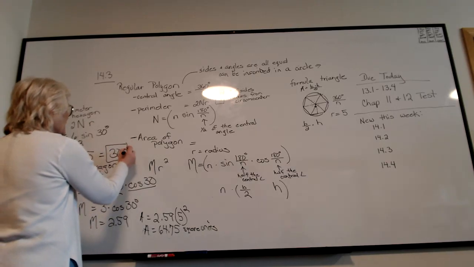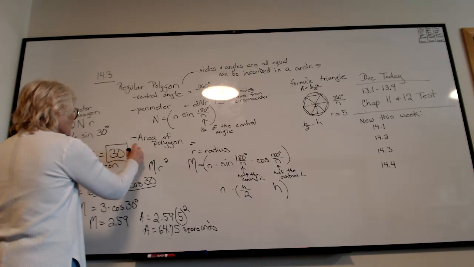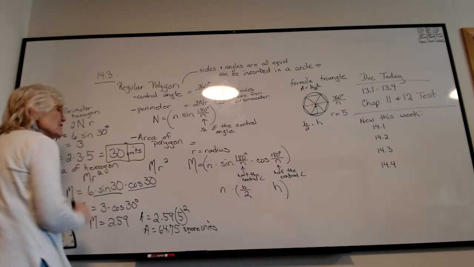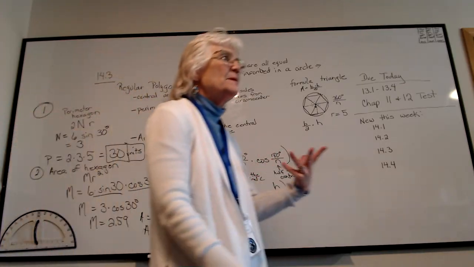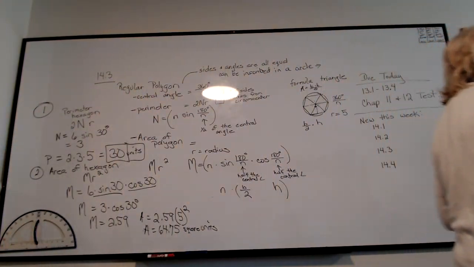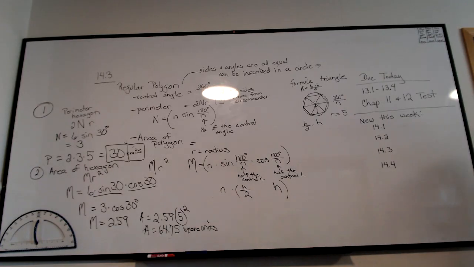This 30 is just units because it's just a length. If it's feet, it would be feet. If it's centimeters, it would be centimeters. If it's inches, it would be inches. Okay, so that's basically the idea in 14.3.